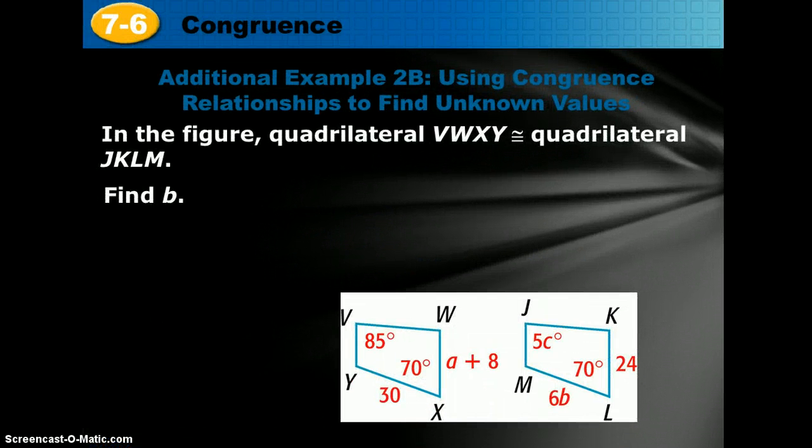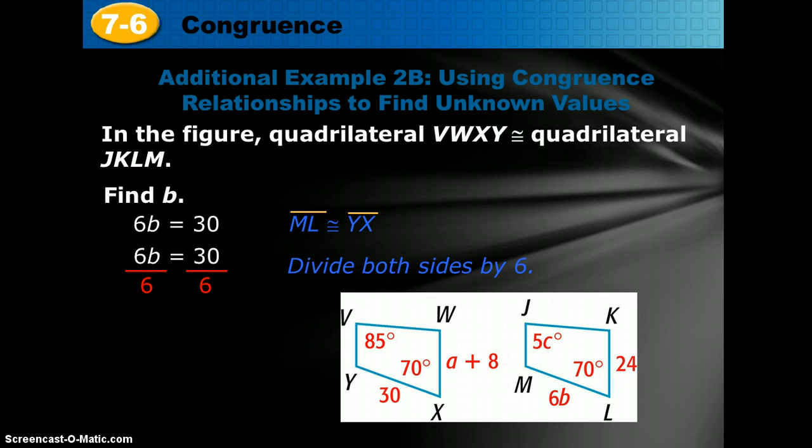If we wanted to find b, first we must locate lowercase b, which is associated with side ML. And we need to match ML up with its corresponding side of the other quadrilateral to the left, which would be YX. So ML is congruent to YX, so I can set 6b equal to 30 and solve algebraically with a one-step equation by dividing both sides by 6, and we would find that b equals 5.